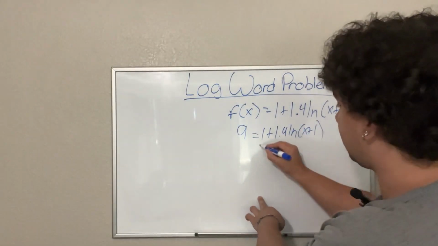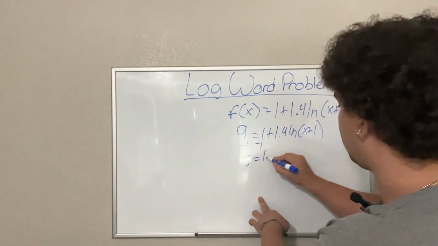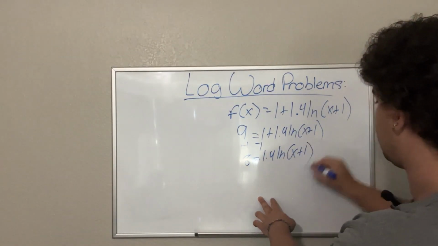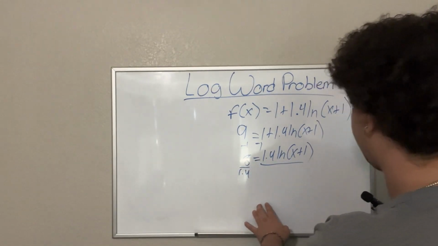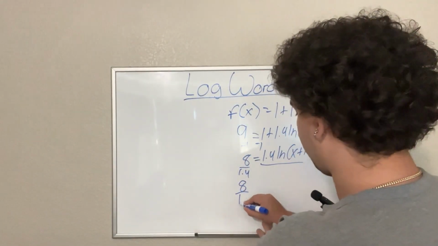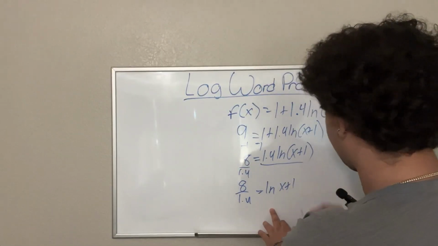From here, it's just algebra. I'm going to subtract 1 from both sides. 8 equals 1.4 natural log of (x plus 1). Divide everything by 1.4, and then I'll just leave it as 8 divided by 1.4 equals natural log of (x plus 1).